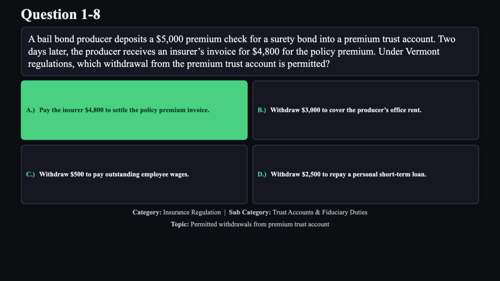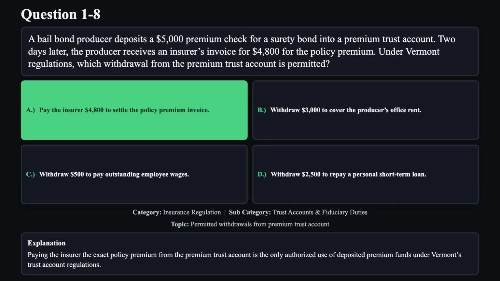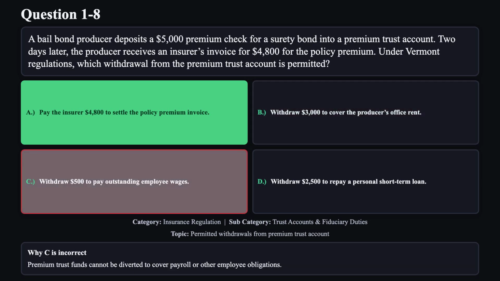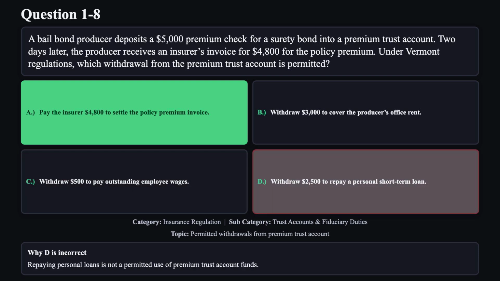The correct answer is A. Paying the insurer the exact policy premium from the premium trust account is the only authorized use of deposited premium funds under Vermont's trust account regulations. Reason B is not correct. Funds in a premium trust account may not be used for overhead expenses such as office rent. Reason C is not correct. Premium trust funds cannot be diverted to cover payroll or other employee obligations. Reason D is not correct. Repaying personal loans is not a permitted use of premium trust account funds.